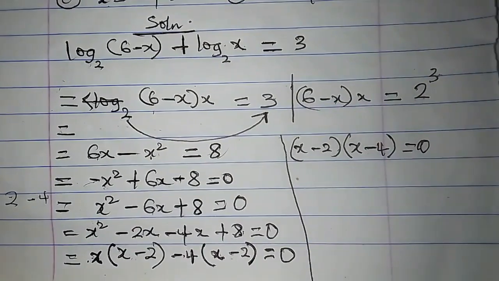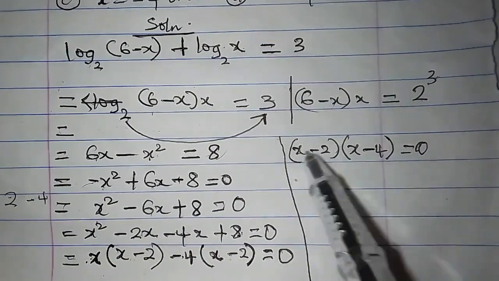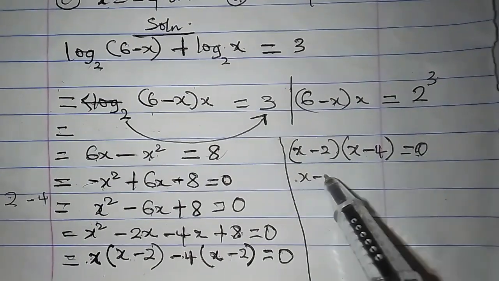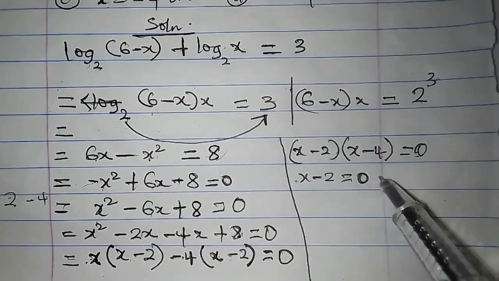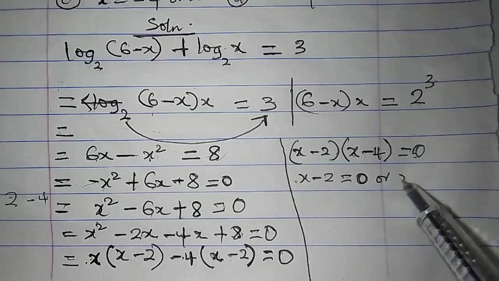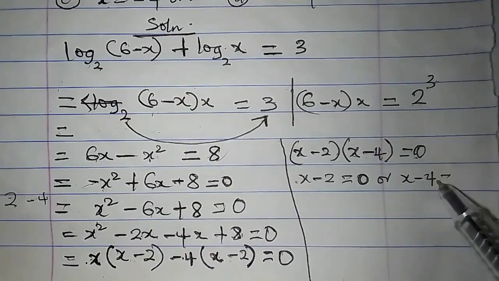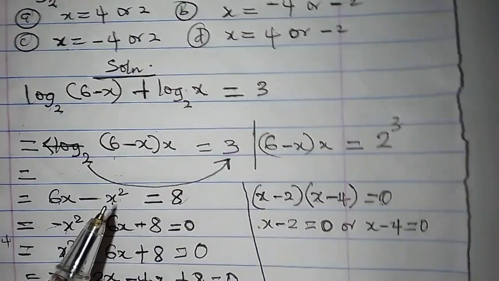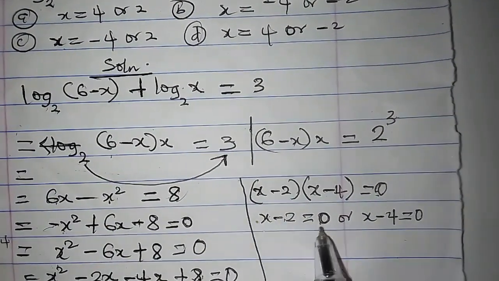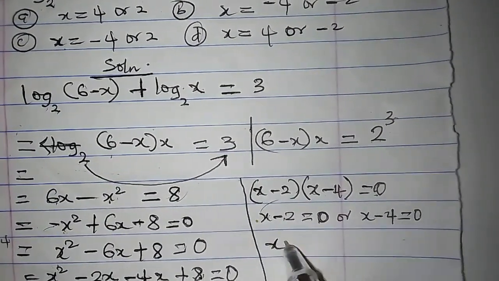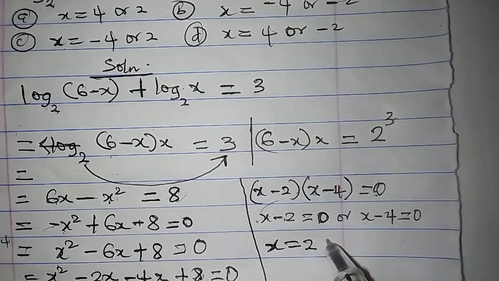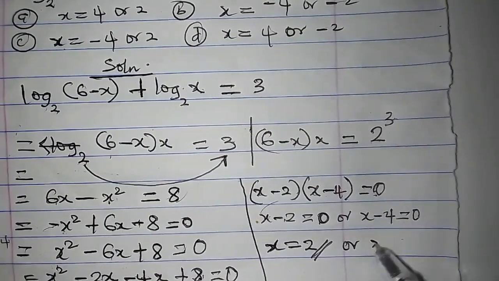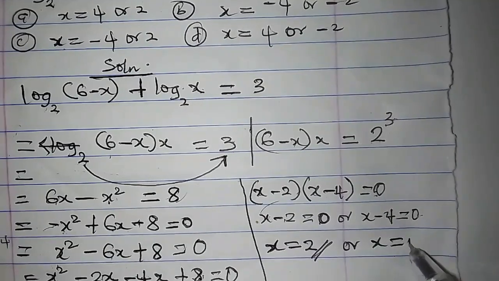So from here, I can solve the equation. x minus 2 equal to 0, or x minus 4 is equal to what? 0. And so this is what my answer will be. x minus 2 equal to 0. Solve this. x is equal to 0 plus 2, which is 2, or x is equal to 0 plus 4, which is what?